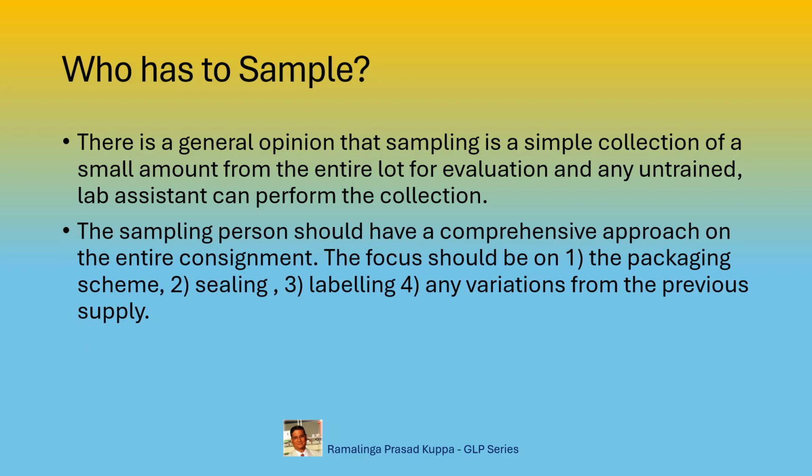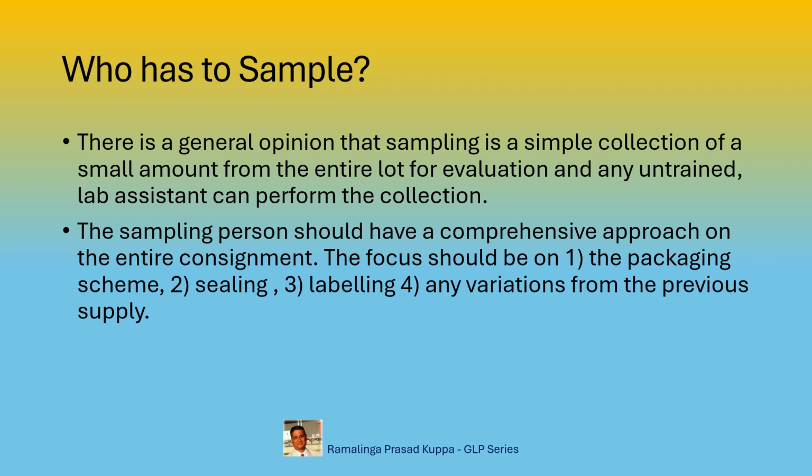A sampling person should have a comprehensive approach on the entire consignment. The focus should be on the packaging scheme, sealing, labeling, and any variation from the previous supply. The training procedure for sampling person should include these items. It is important to notice if there was any change in the packaging scheme for primary package or secondary package of the product when compared with the earlier supplies.